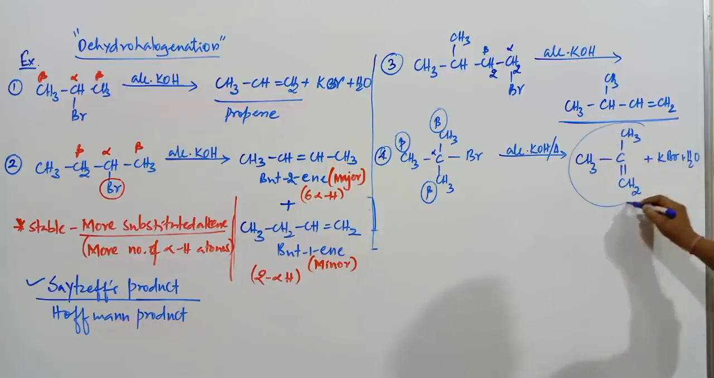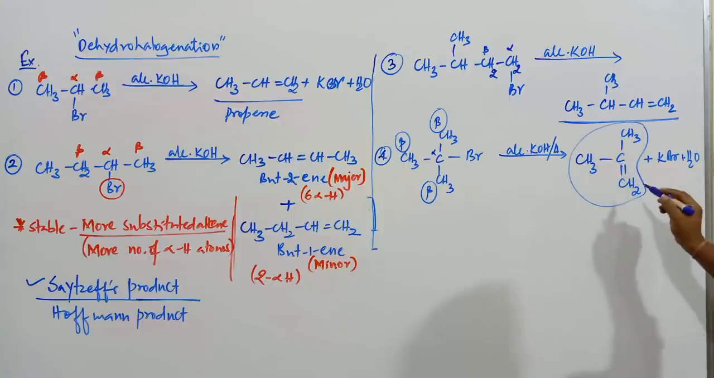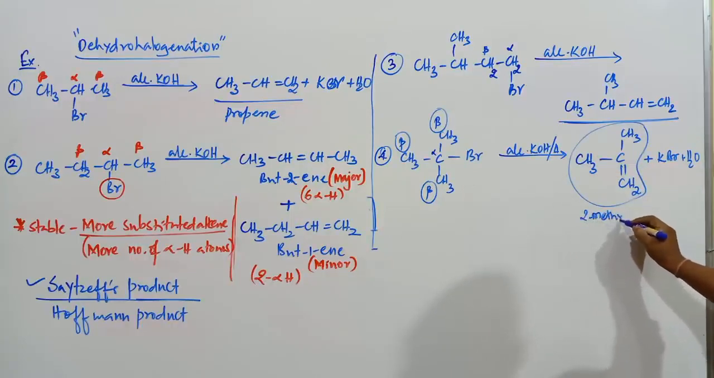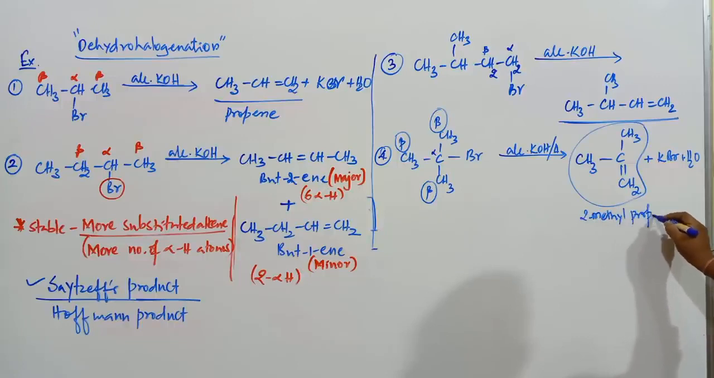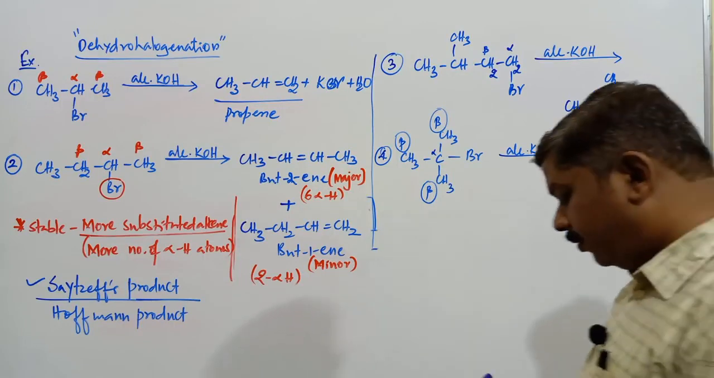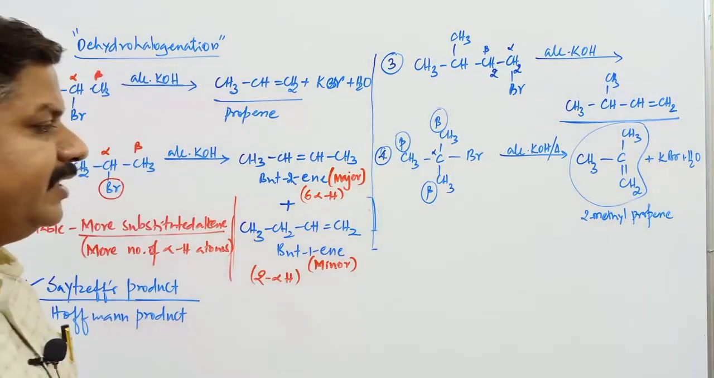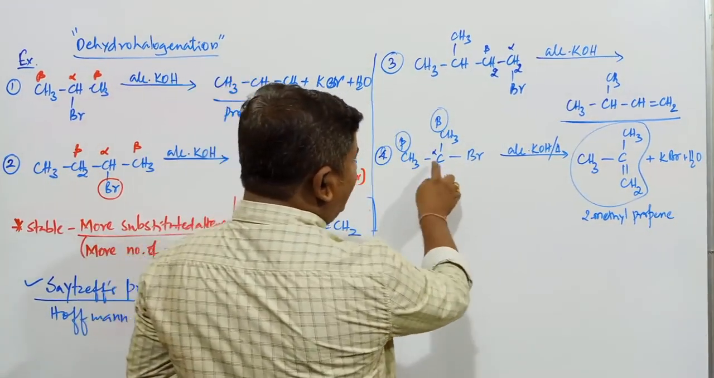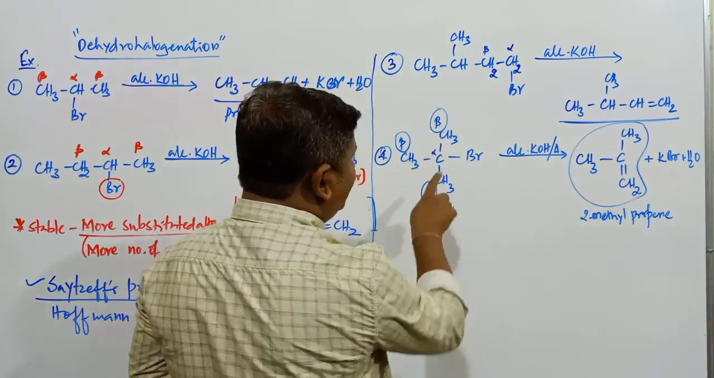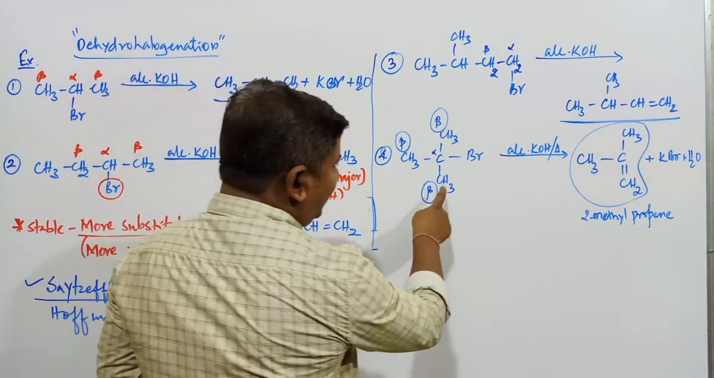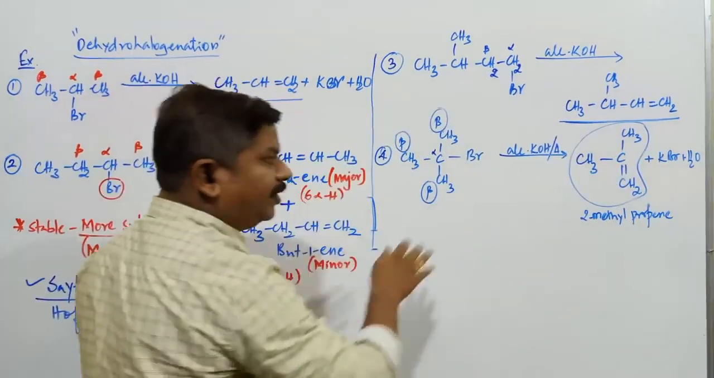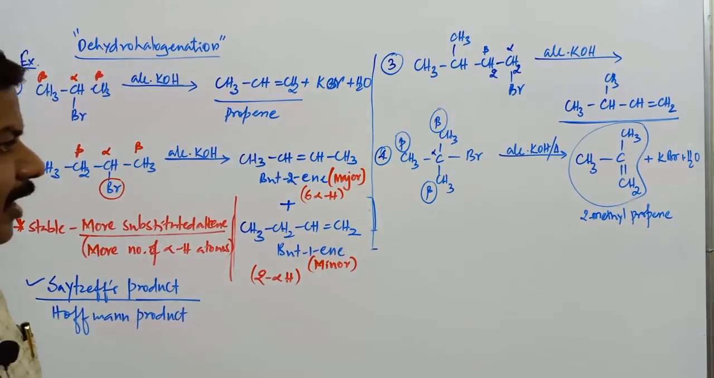What is the name of this alkene? Numbering 1, 2, 3, it is 2-methylpropene. There is no possibility of another compound, so only 2-methylpropene is the compound obtained here, because halogen is eliminated from the alpha carbon and hydrogen from an adjacent beta carbon. Whether it is from this carbon or this one or this one, it makes no difference. So the product is going to be 2-methylpropene.